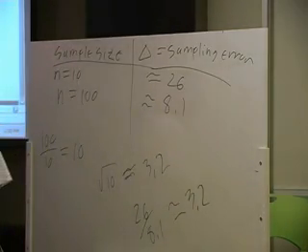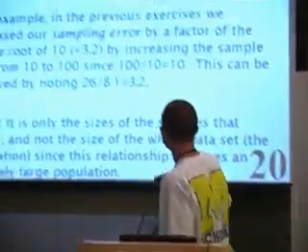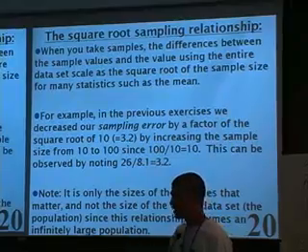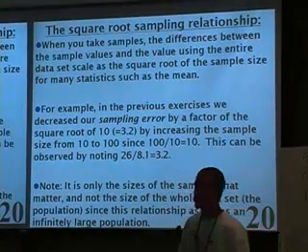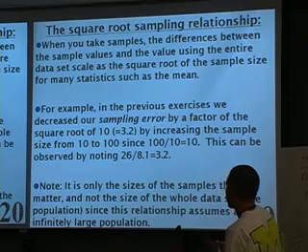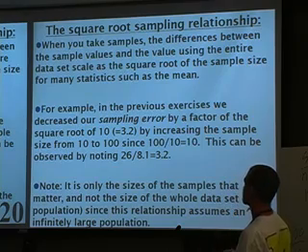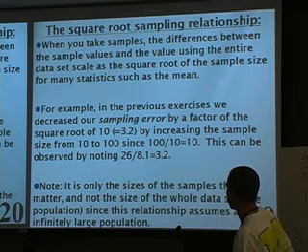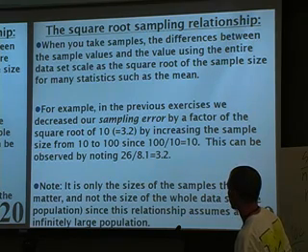The interesting thing to note is that it's only the size of the sample that matters and not the size of the whole data set, because this relationship is assuming an infinitely large population. So of course, this relationship doesn't work as well as your sample size gets closer to the whole population size, but usually the sample is small relative to the entire data set, so this relationship tends to work pretty well, and you can imagine that your sampling error generally scales as the square root of your sample size.